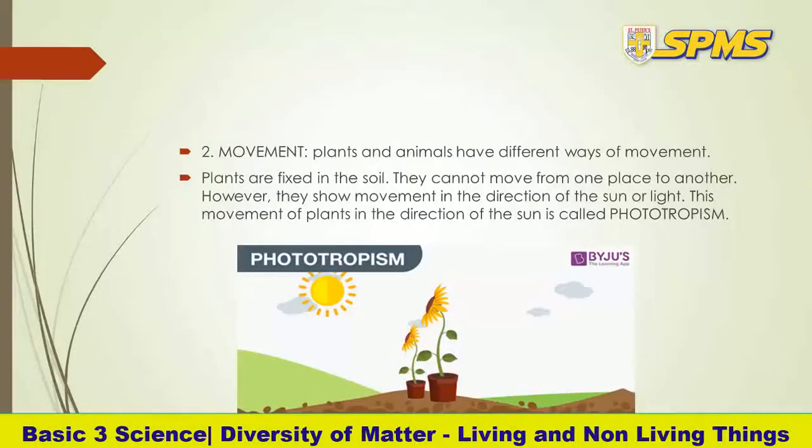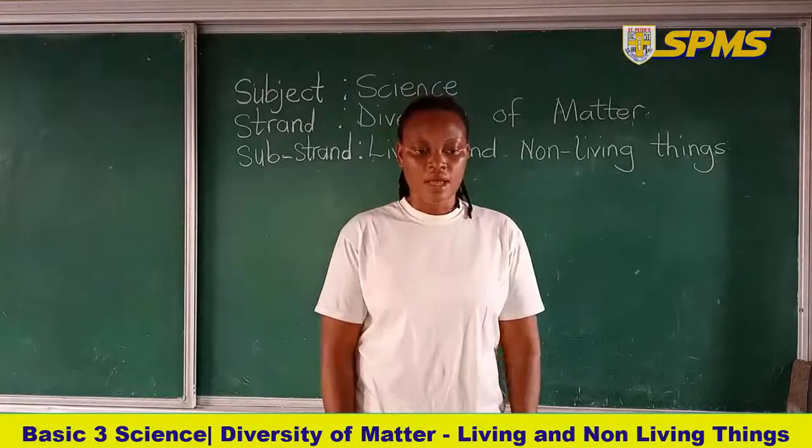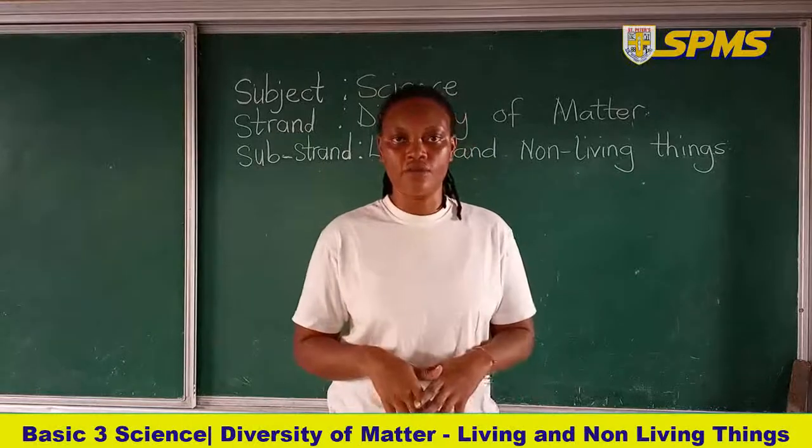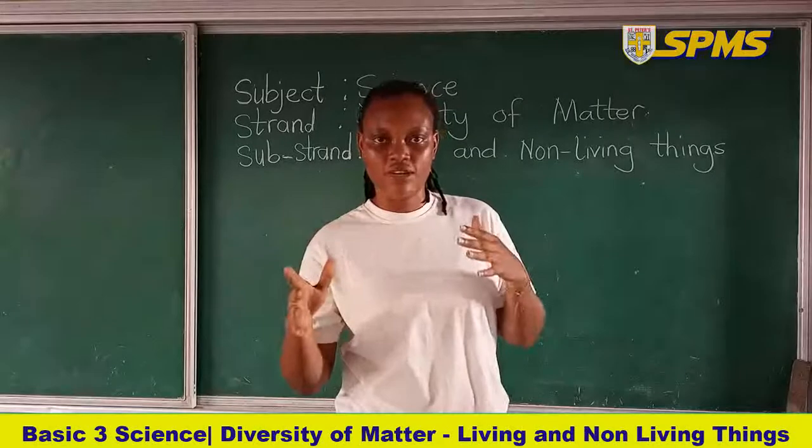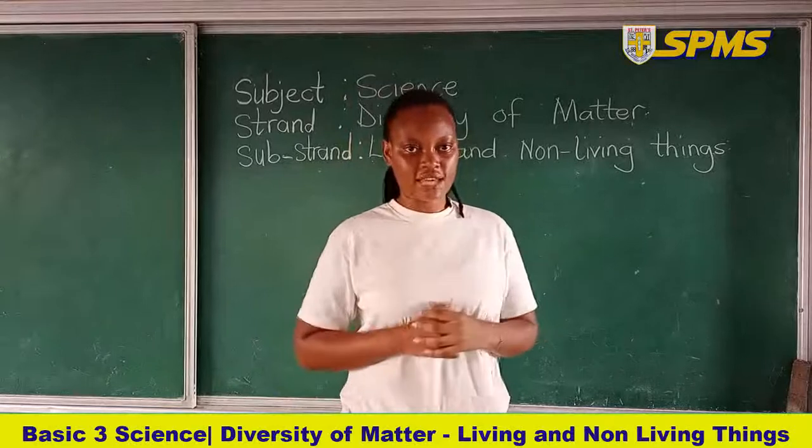Our second life process is movement. Movement. So plants and animals have different ways of movement. Plants are fixed in the soil. Have you ever seen a plant moving before? Never. They are fixed in the soil. They cannot move from one place to another. But however, they show movement in the direction of the sun or the light. Did you get that?